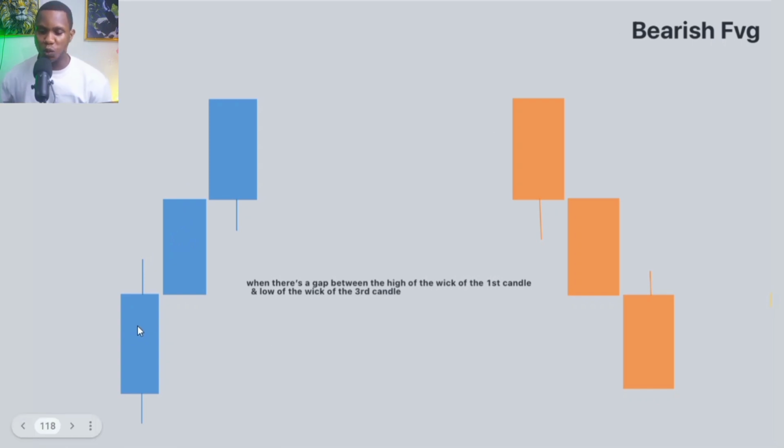A bullish fair value gap is when there is a gap between the high of the first candle and the low of the third candle.